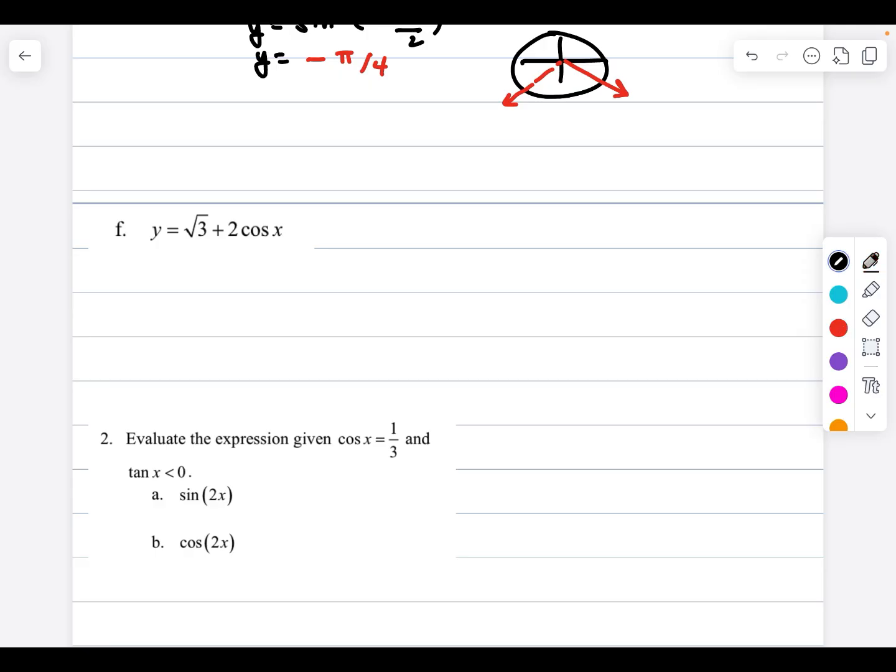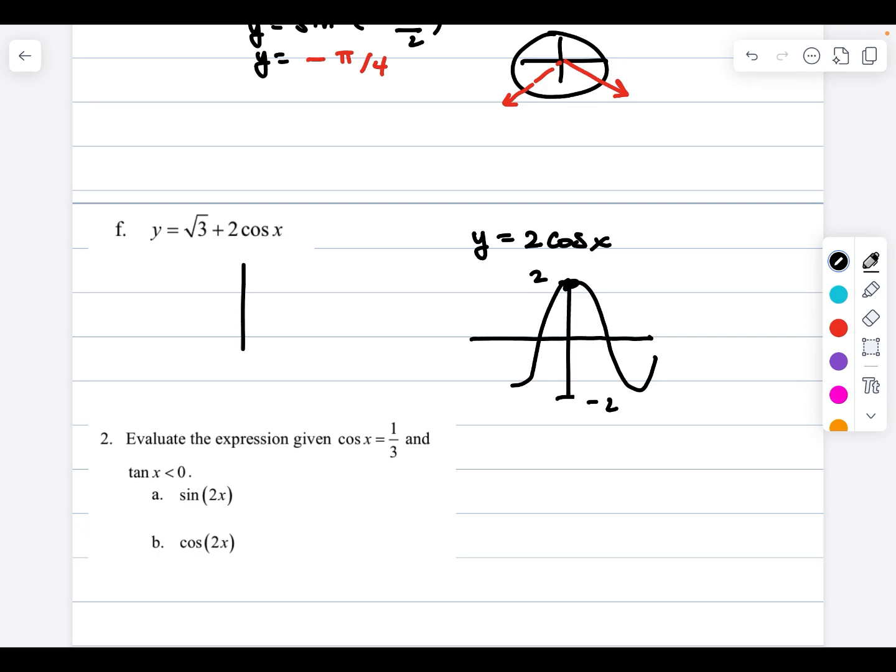All right, 1f. So I'm going to graph 2 cosine of x. That range is -2 to 2. Cosine has a point on the y-axis at its relative max. This is our curve here. Now we have to shift that graph to graph the equation in 1f. We have to shift this graph up square root of 3.